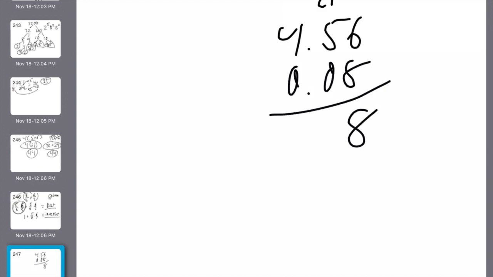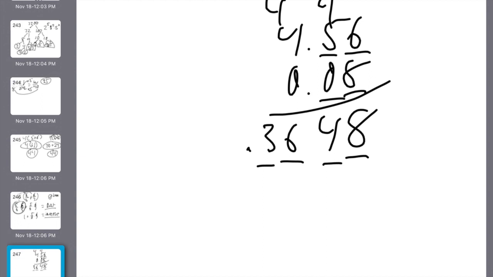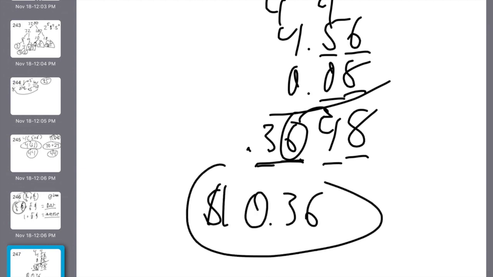8 times 6 is 48. Carry the 4. 5 times 8 is 40 plus 4 is 44. Carry the 4. 8 times 4 is 32 plus 4 is 36. 1, 2, 3, 4. 1, 2, 3, 4. Decimal point. I know money gets 2 decimal places, so I start here and I look there. The 4 does nothing to the 6, so my answer is 36 cents. What our cash registers do for us automatically.